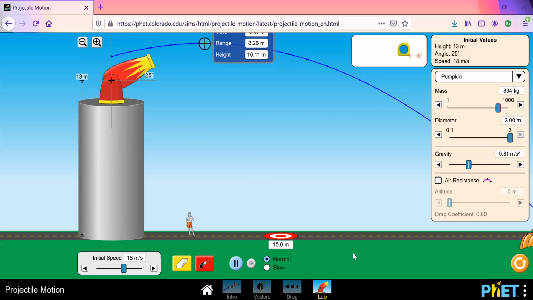Does that answer your question, Miles? Yes, I didn't know we were adjusting the angle of the cannon. Yes, of course. The angle between this reference point and the midpoint of the cannon, yeah.